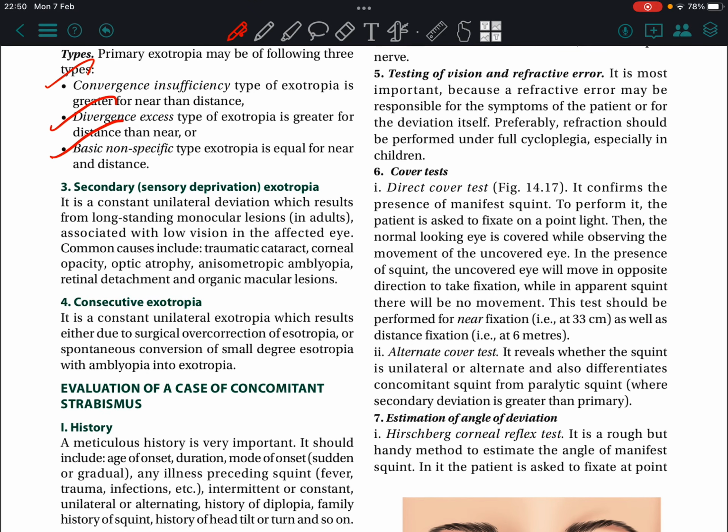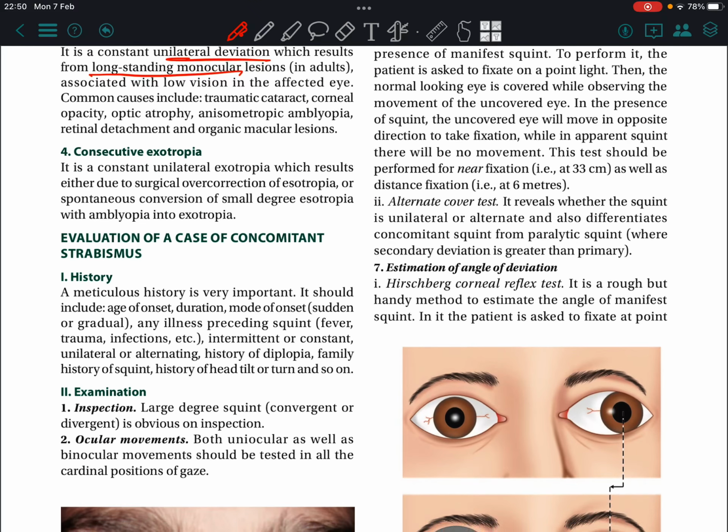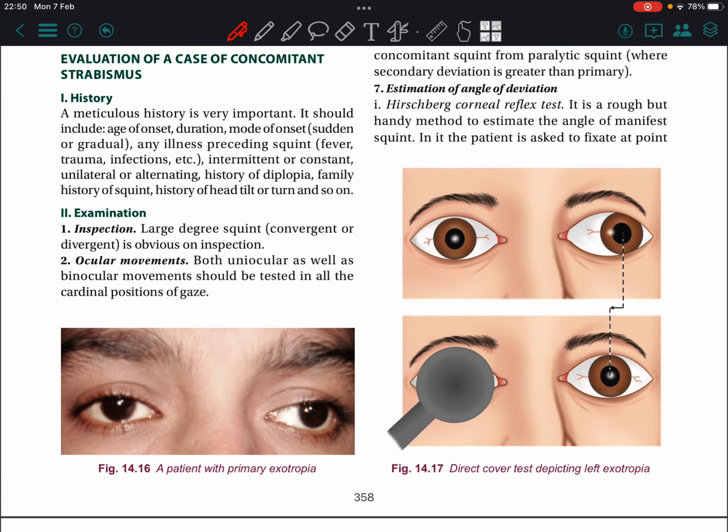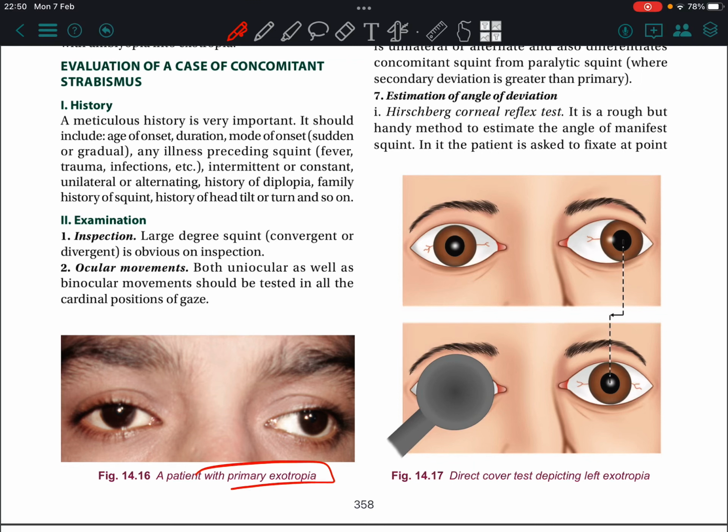Secondary exotropia is a constant unilateral deviation which results from long-standing non-ocular lesions. Consecutive exotropia is a constant unilateral exotropia which results from surgical overcorrection of esotropia. Evaluation of a case of concomitant strabismus. Patient with primary exotropia, direct cover test depicting left exotropia.